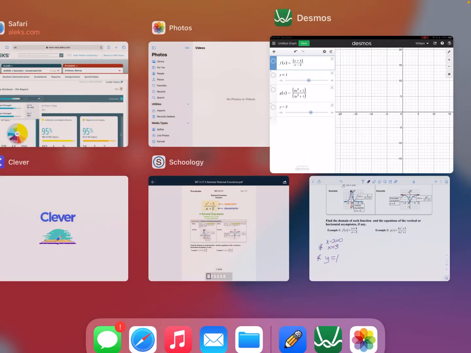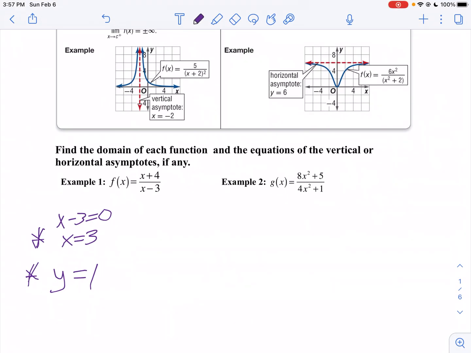Now, let's take a look at example 2. When does your denominator equal 0? Well, notice it will never equal 0 unless we're talking about complex numbers. So in other words, there is no vertical asymptote.